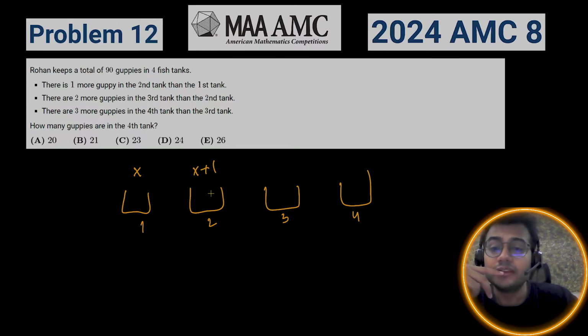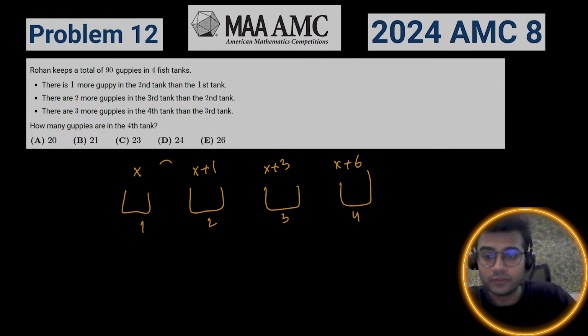Okay. Then in the third tank, there are 2 more guppies than in the second tank. So it must be 2 more than X plus 1. So it will be X plus 3. And in the fourth one, there are 3 more guppies than in the third tank. So it should be X plus 6. See, 1 more, 2 more, 3 more.